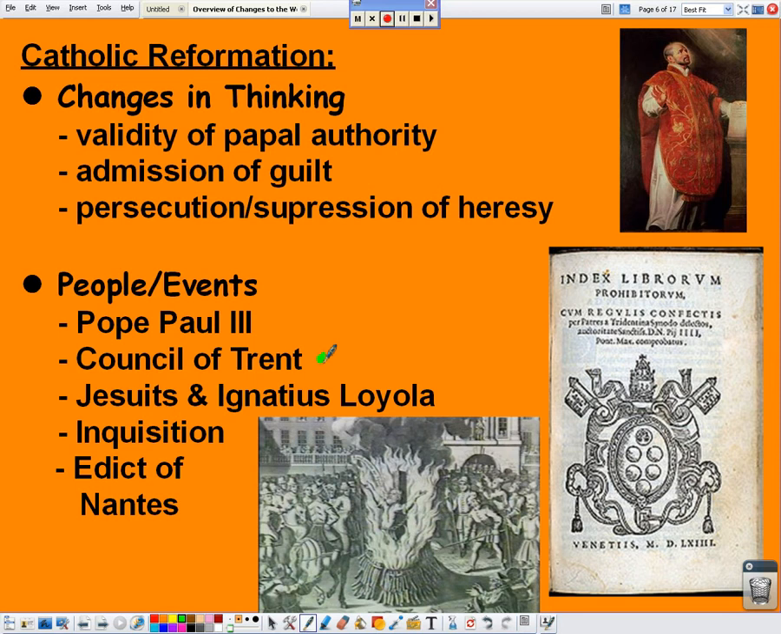What's heresy? Doing something against the church. Excellent. So we want to suppress those that are doing things against the church. Like who? Martin Luther. Way to get back in there, Nick. Good job. Who else? John Calvin. All of those people. Anybody who's attacking the church.